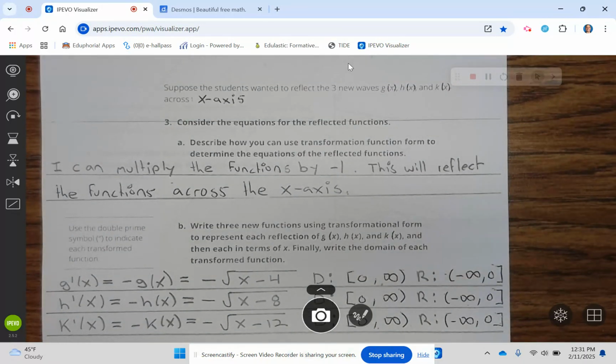Suppose the students wanted to reflect the three new waves g of x, h of x, and k of x across the x-axis. Consider the equations for the reflected functions. Describe how you can use transformation function form to determine the equation of the reflected functions. I can multiply the function by negative 1. This will reflect the function across the x-axis.